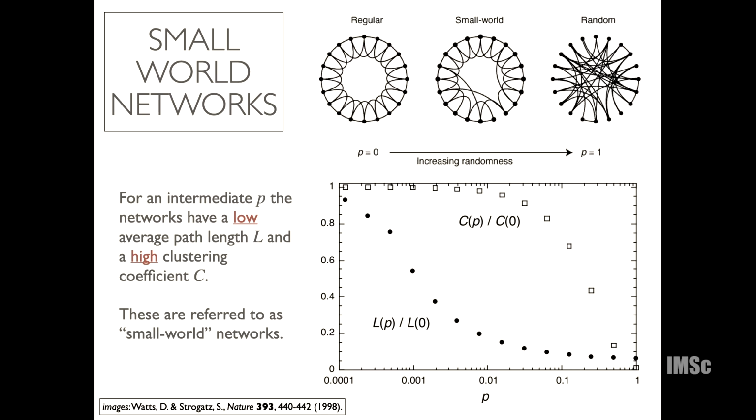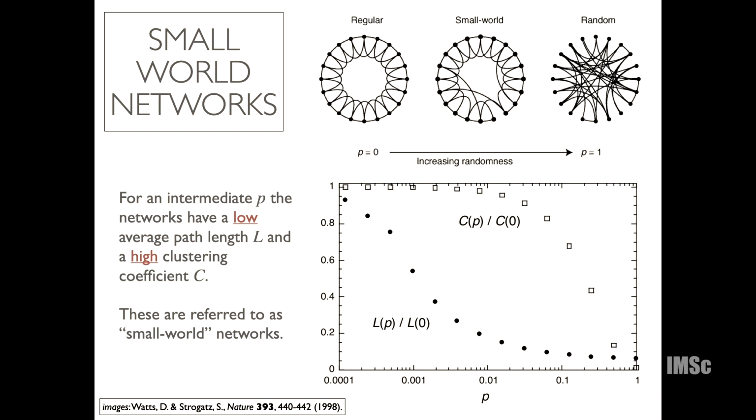So this is what happens at the two extremes. But if one gradually increases p, going from p equals 0 to p equals 1, what one finds is that, as expected, the average path length is going to reduce. That's not surprising. But the clustering coefficient doesn't drop as fast. It drops much more slowly than the average path length does.